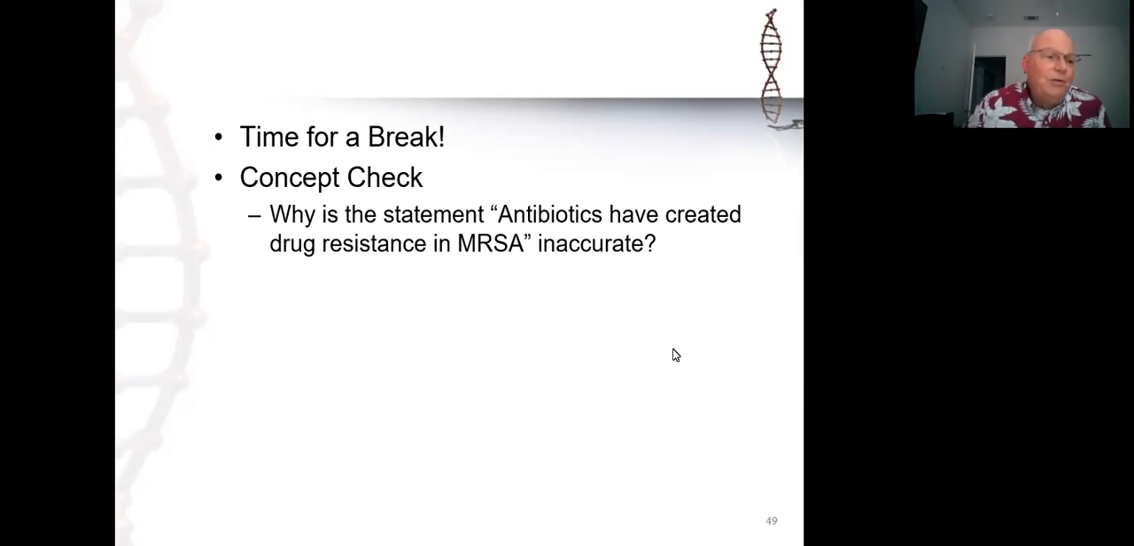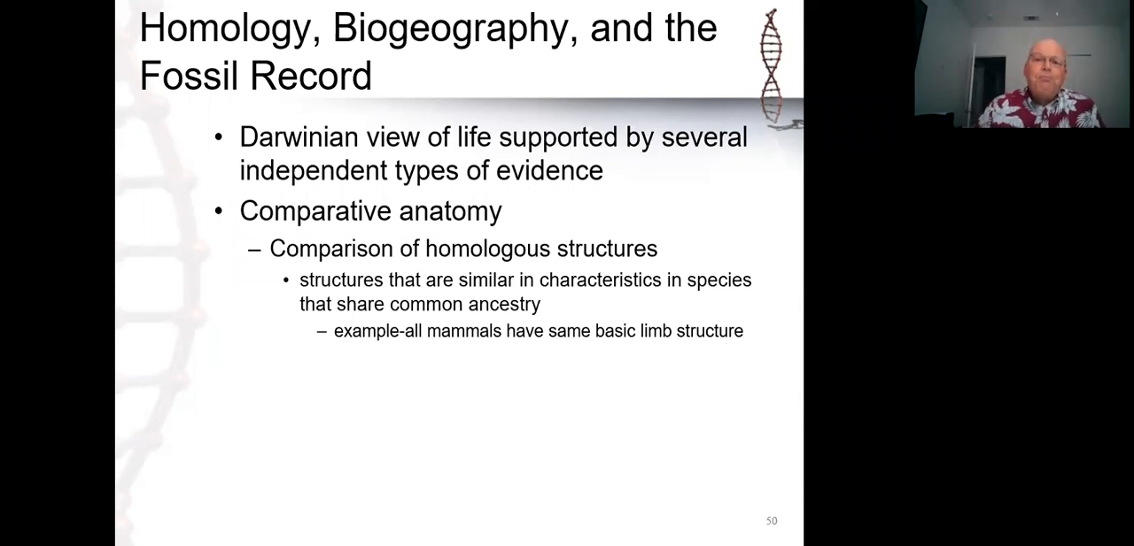So let's move onwards. We've got a few more slides to get through, but we're getting close to the end. What we're going to look at now is some of the evidence that Darwin had available to him that he could use as evidence for evolution. And we're also going to look at some of the modern evidence for evolution.